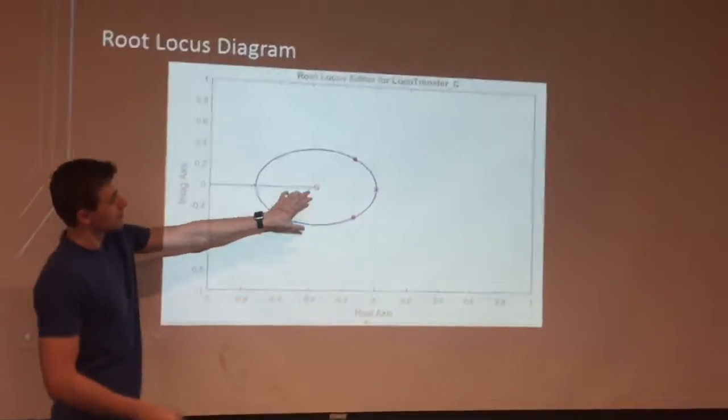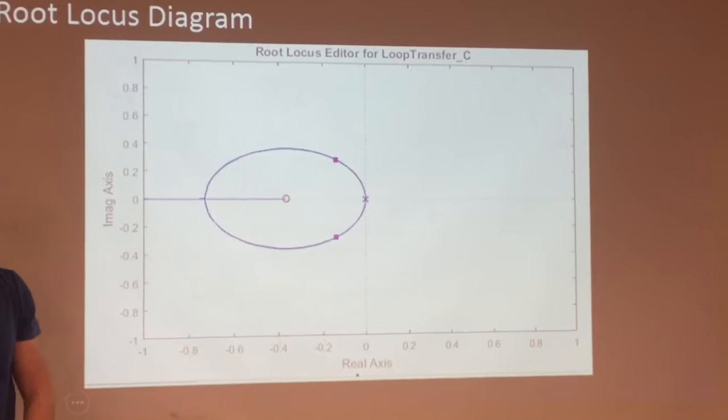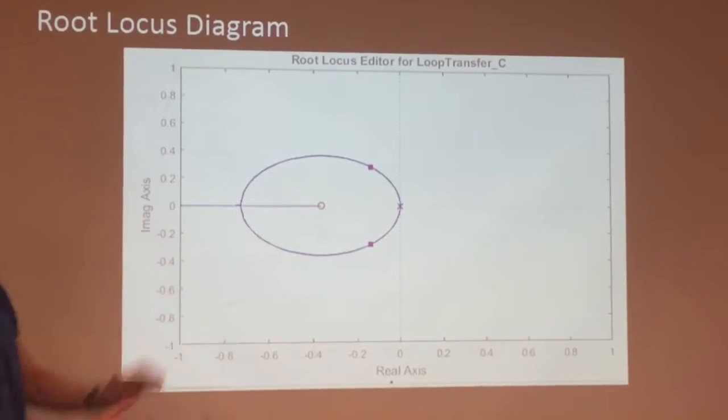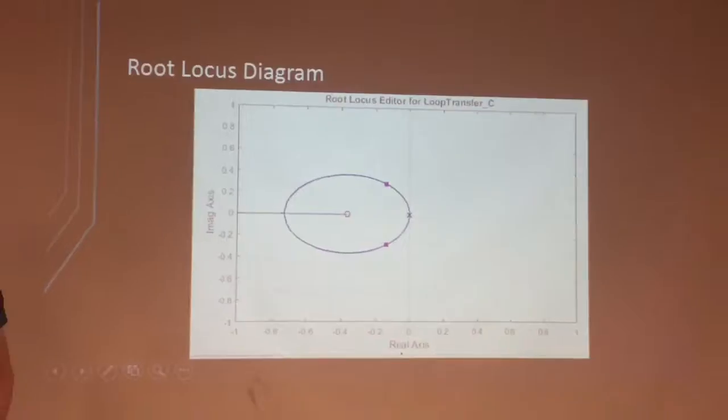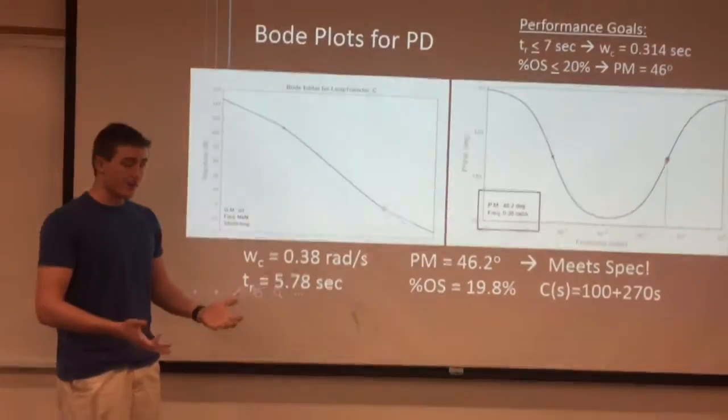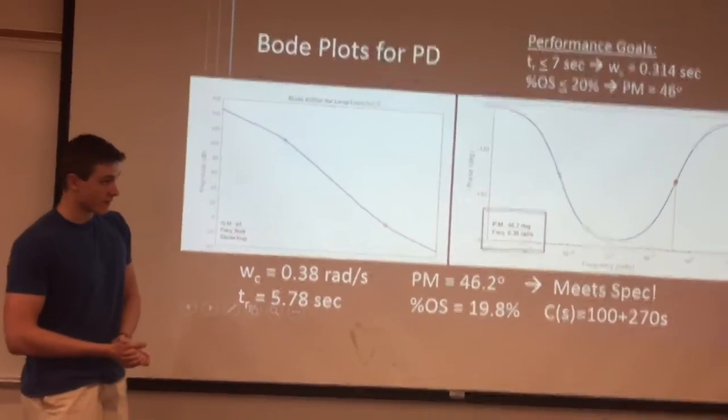And so this is just a basic root locus diagram of our system. As you can see, our two original poles from our original transfer function, plus this added 0, give us this overall root locus diagram for our proportional derivative controller. And then moving on from that, these are our Bode plots for a proportional derivative controller.